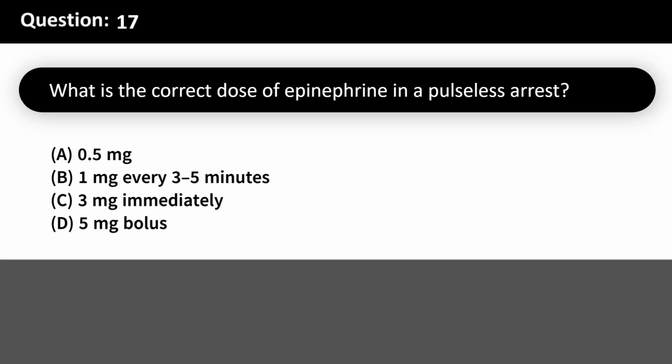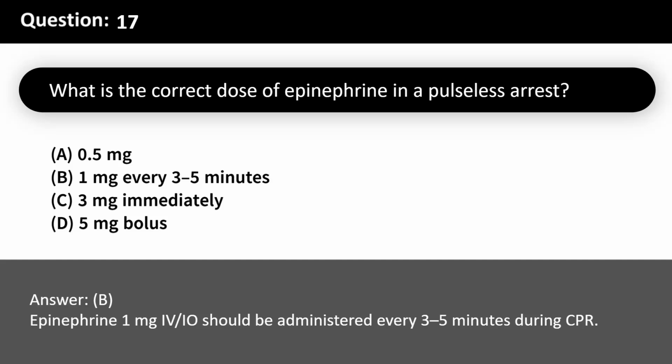C. 3 mg immediately. D. 5 mg bolus. Answer, B. Epinephrine 1 mg IV/IO should be administered every 3 to 5 minutes during CPR.